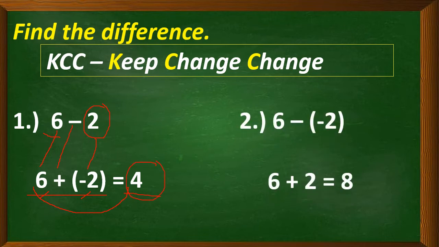Another example. 6 minus negative 2. Remember, copy the first integer, the minuend. Change the operation to addition. Next, change the sign of the subtrahend. So, this is negative 2. This time, it became positive 2. Then, add. Apply the rule in addition. 6 plus 2 is 8. Same sign, add, and copy the common sign.